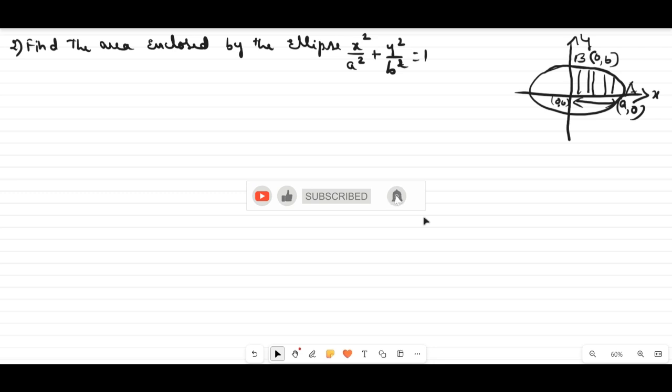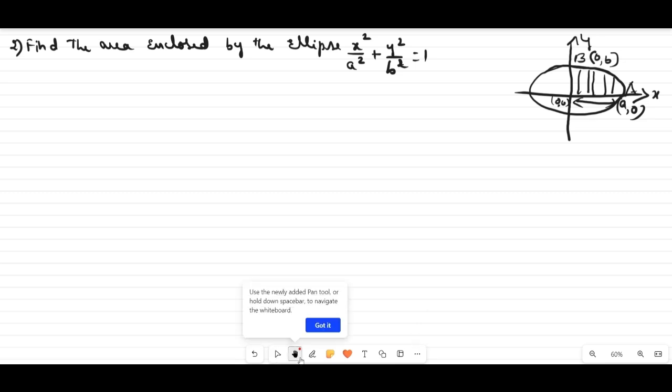Find the area enclosed by the ellipse x square by a square plus y square by b square is equal to 1. See, the previous problem was finding the area enclosed by the circle. This is the ellipse they have given. So this is also the same as the previous problem, but with a small change in finding the value of y. The formula you applied for the integration, we will apply the same formula even for this problem. So you will get to know after doing this problem.